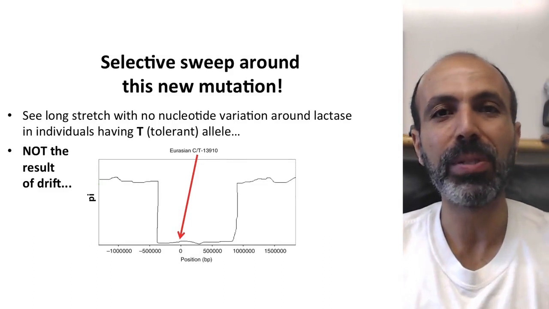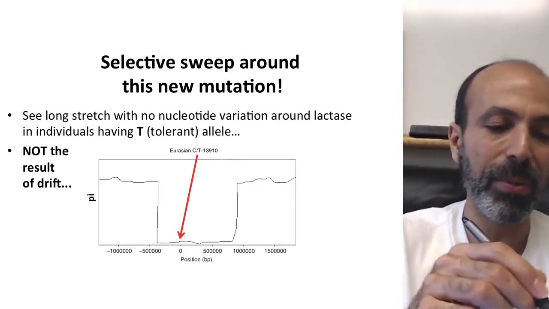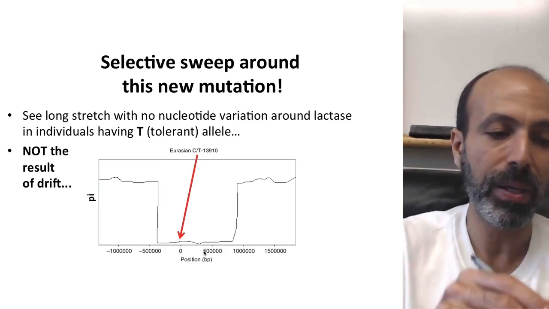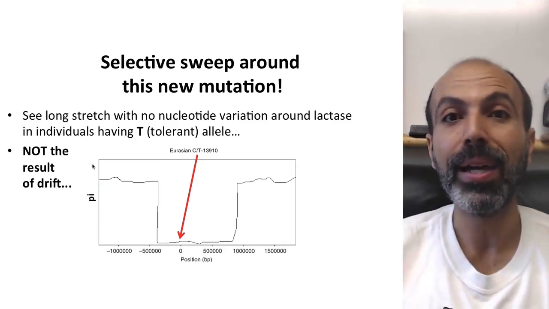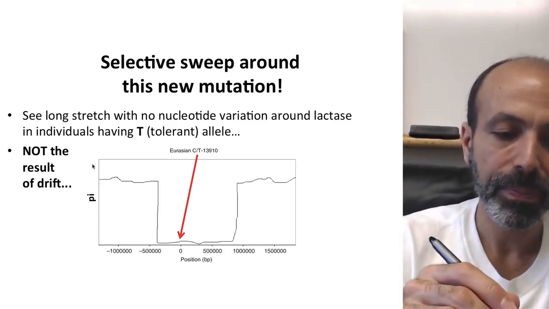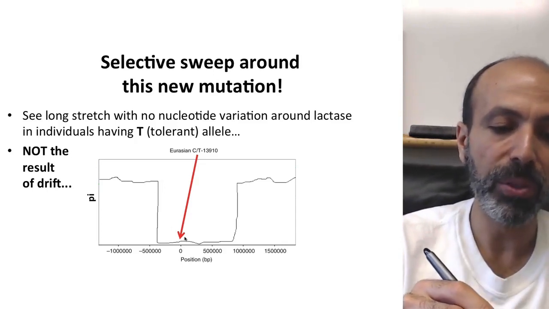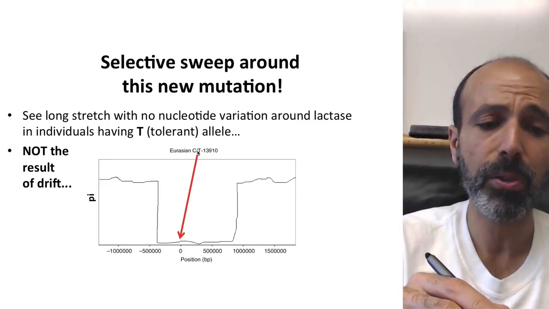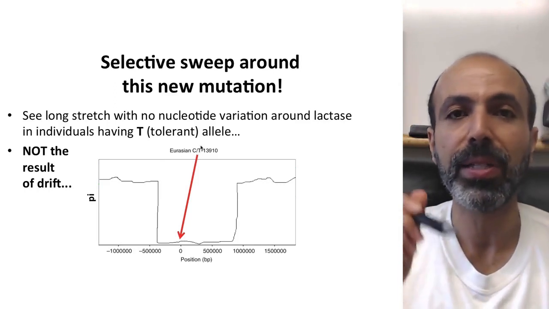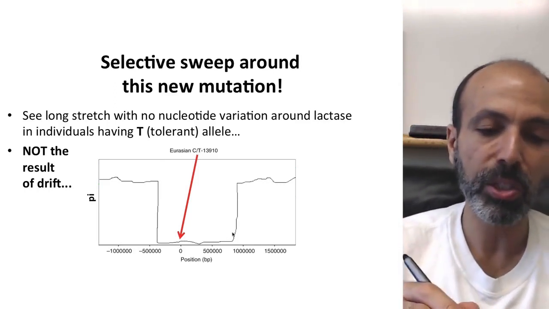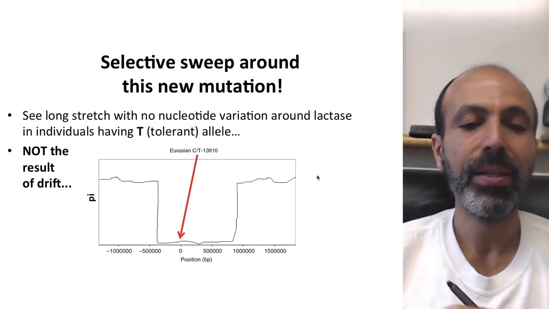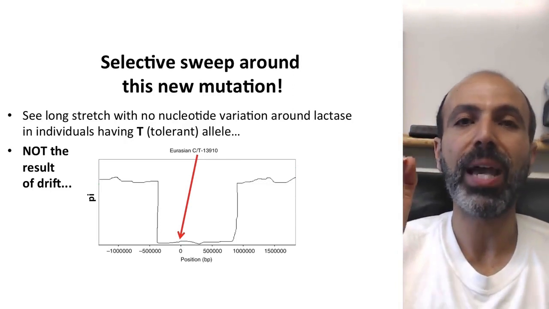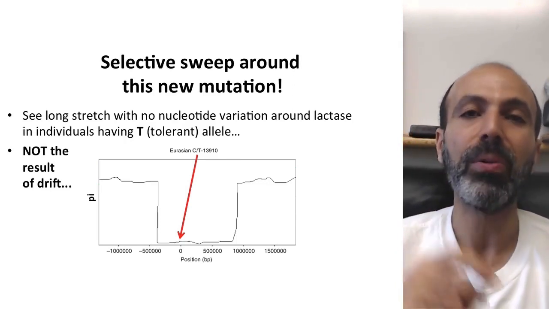I actually made up this particular figure. This isn't true data, but imagine here on the x-axis is position in base pairs. On the y-axis is pi, a measure of nucleotide diversity, or nucleotide variation. If you looked right here near the mutation, this Eurasian CT mutation, which allows lactase persistence, you see much lower pi than in the regions further out. So there's a long stretch with no nucleotide variation around lactase in individuals having this new derived tolerant allele.